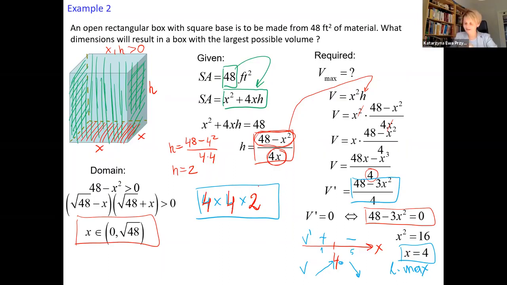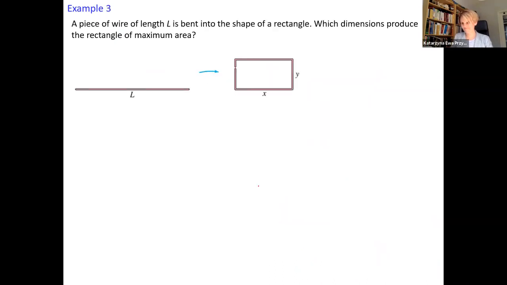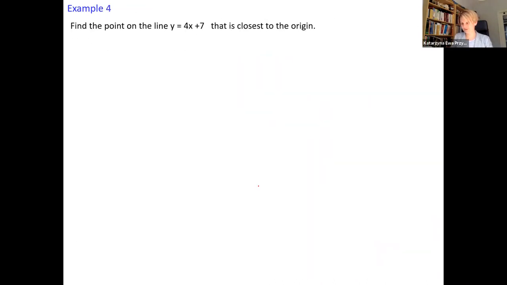Okay, let's try maybe 2 more. You have the solution for this one. Oh, let's find this one. That's a nice question. Find a point on the line y equals 4x plus 7 that is closest to the origin.